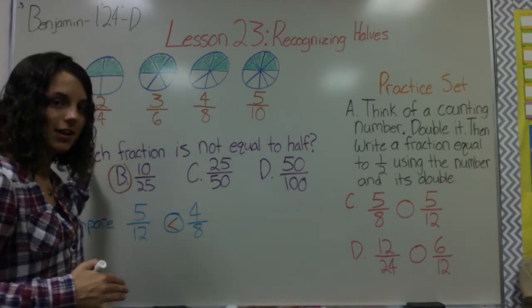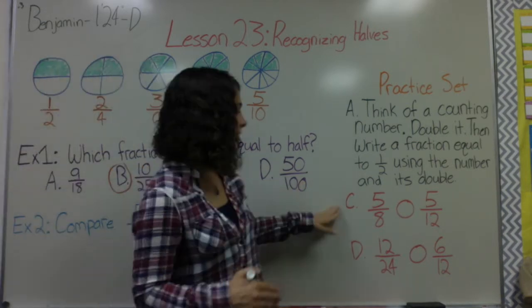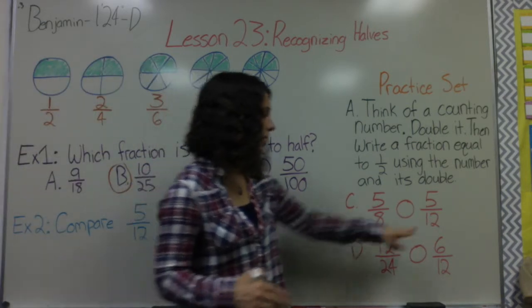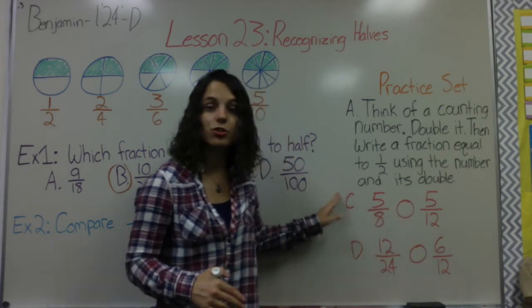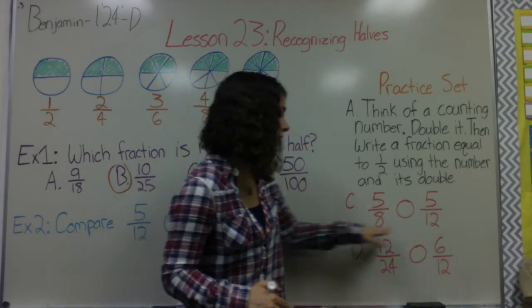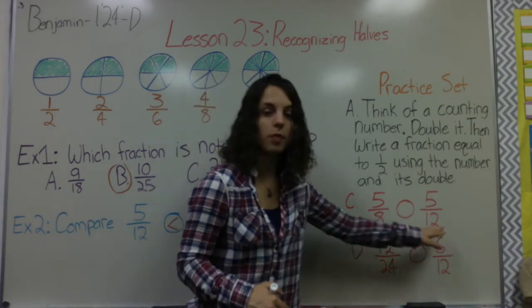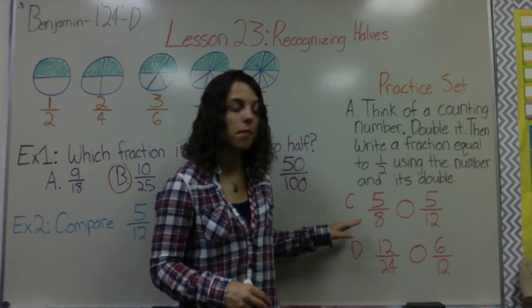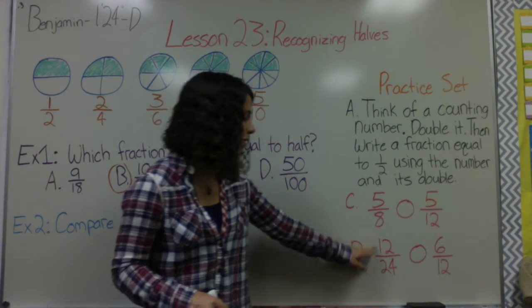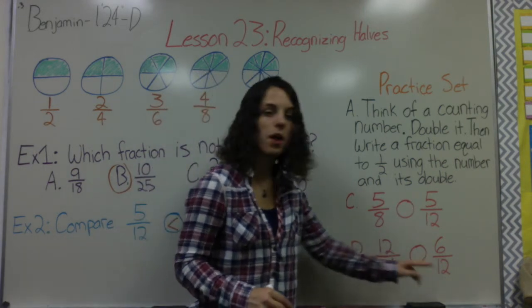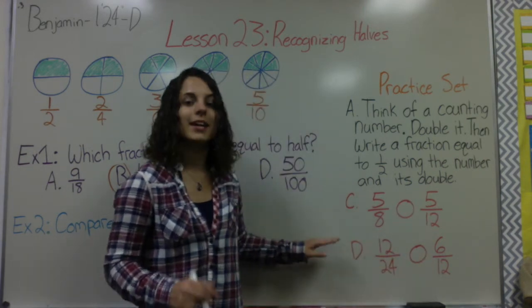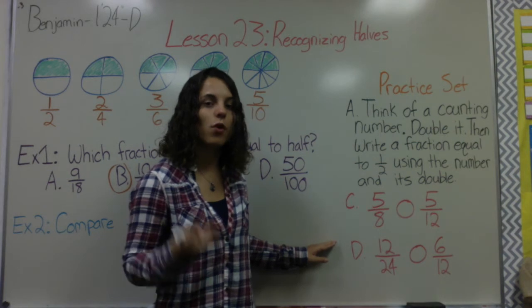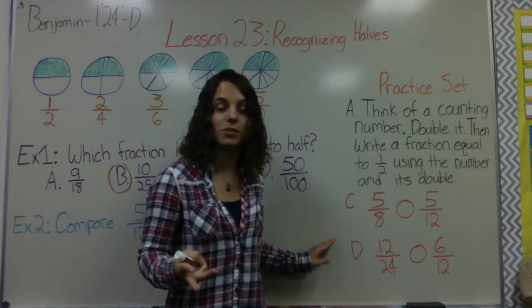Go ahead and try something maybe a little bit more challenging for you, or at least maybe something that's not on the board already. Letter C, 5/8, comparing it to 5/12. Again, ask yourself the question, are these fractions more than half, less than half, or equal to half? That will help you in comparing them. Letter D, 12/24 and 6/12. Again, same thing. More than half, less than half, or equal to half. That will be able to help you answer those questions.